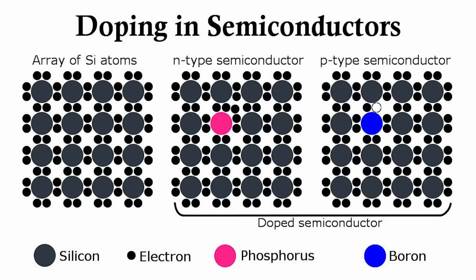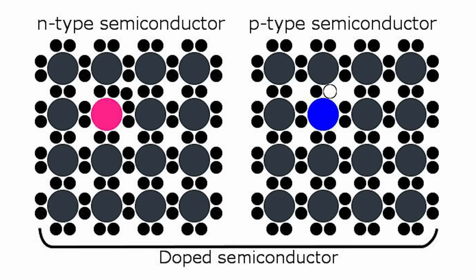The process of adding donor or acceptor atoms to the semiconductor atoms is called doping. The order of magnitude is one contaminating atom to 10 million or more atoms of the semiconductor. By doping with enough contaminators, the doped semiconductor can be of type N, negative, or type P, positive.